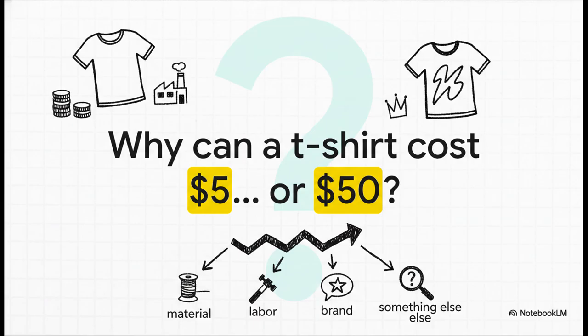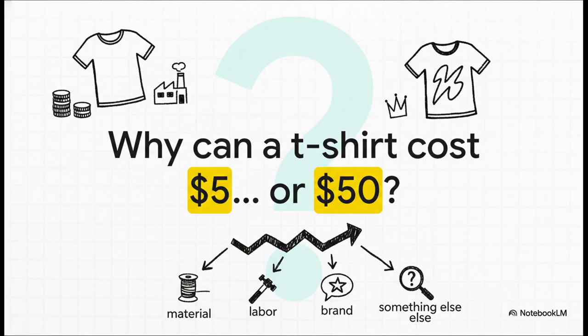I mean, you've been there, right? You're looking at two t-shirts, they look and feel almost the same, but one's $5 and the other is $50. What gives? What is actually going on there? Is it really the cotton? Is it where it was made? Is it just the brand name, or is it something else?